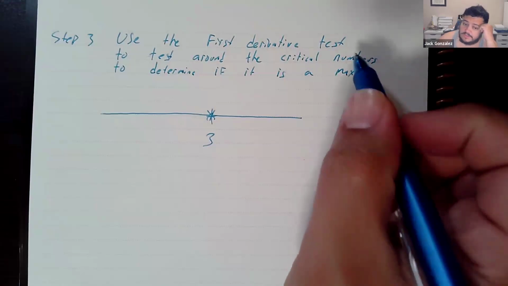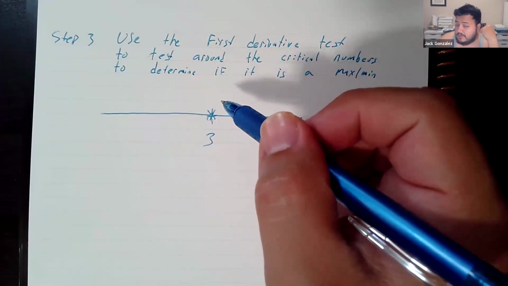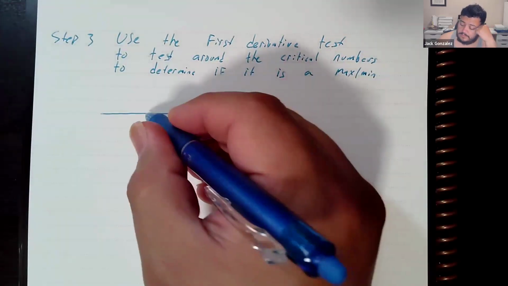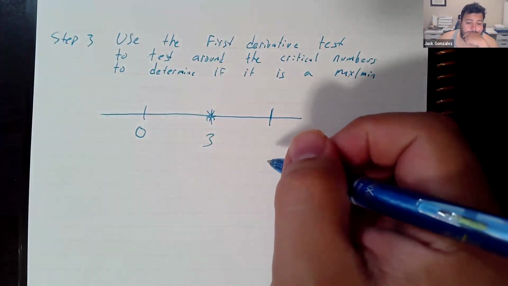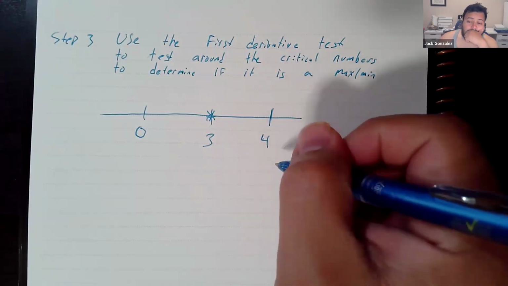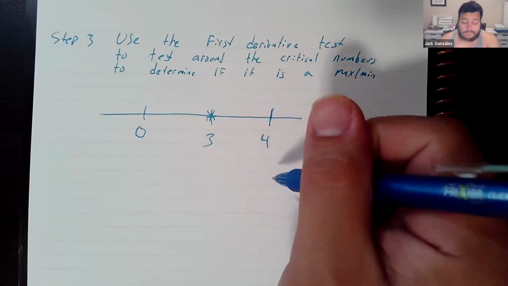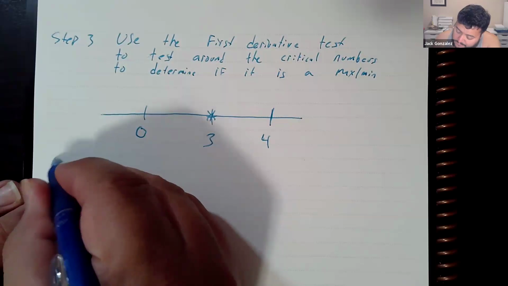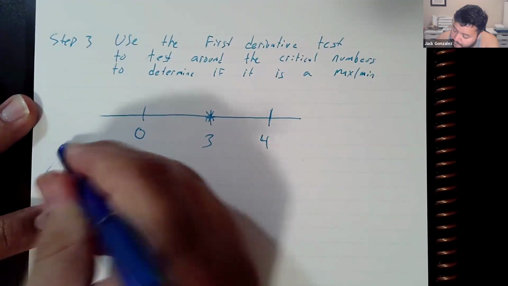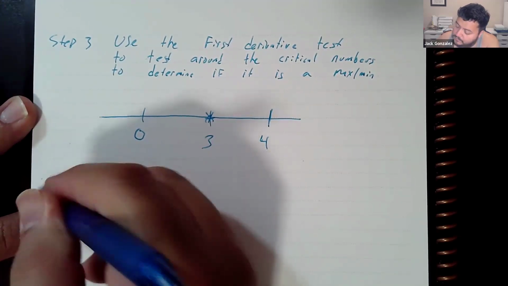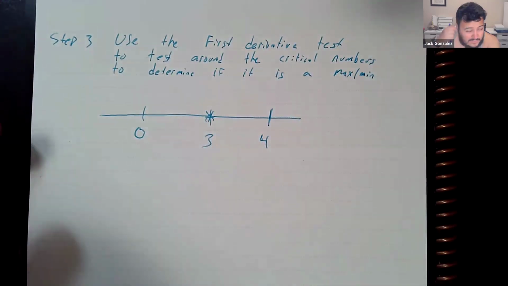So the way you use the first derivative test is test right after and right before. So you can pick any number you want. I recommend pick super easy numbers. I guess 4. 0 is always easy. Anything not too big is great. So what you've got to do is plug these in. I guess you can call this step 4. So we're testing around the critical numbers.